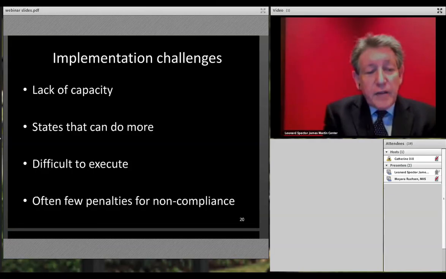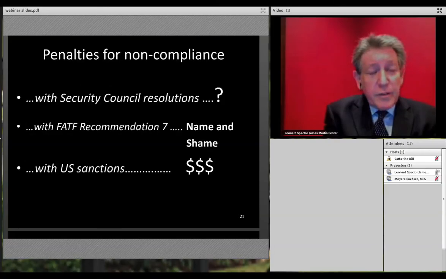And of course, as I suggested, there are few penalties for noncompliance with many of the requirements, but in other cases, the penalties can be quite severe. And I think any bank or any manufacturer has to be aware that it's not the UN that may come after them, but other parties who may be seeking to fine them or take other action.